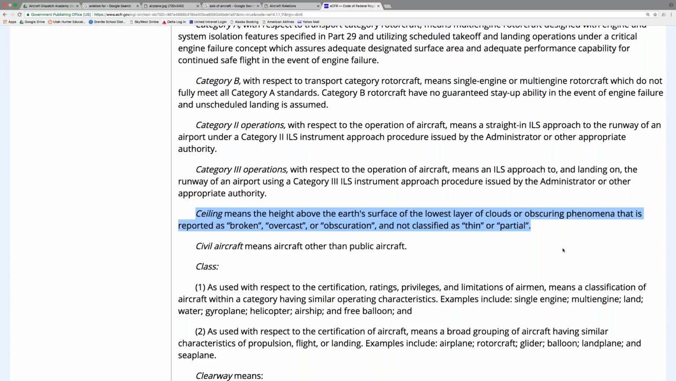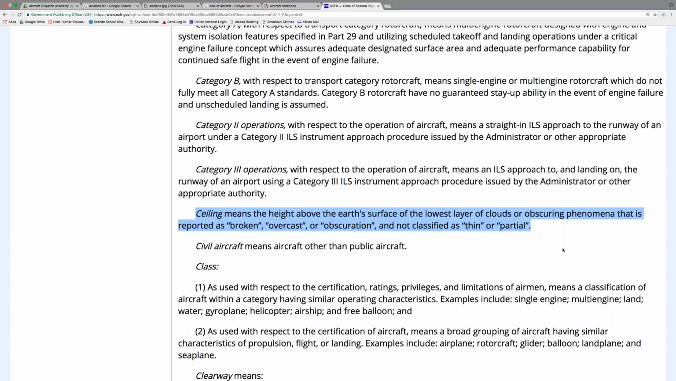What I need you guys to write down and make sure that you memorize is basically that a ceiling is the height above the Earth's surface of the lowest layer of clouds that is reported as broken, overcast, and it says obscuration, not classified as thin or partial, but the way you guys are going to see it is it's known as vertical visibility. So broken, overcast, or vertical visibility. That's an extremely important definition, and as we go into this, we'll talk about why that's important.